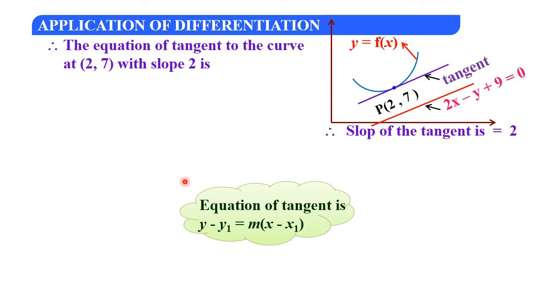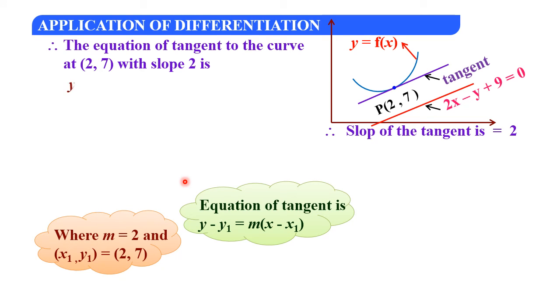Okay, next, once you determine all this, x1, y1 is equal to 2 comma 7, and slope is 2. Now y minus y1, in the sense 7, slope is 2, x minus x1 is 2. Simplify this equation, so you will be getting y minus 7 equal to 2x minus 4.